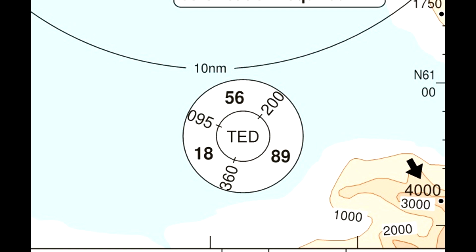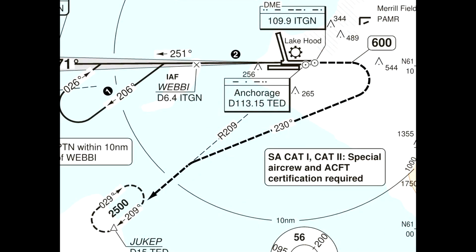And we can also see here what happens if we don't manage to land. If we don't manage to land, we're going to proceed on the runway heading 071 degrees to 600 feet, then make a right turn to 230 degrees, climbing up to 2500 feet. Once we intercept the 209 radial from TED, from TED, I always get those wrong as to which one.